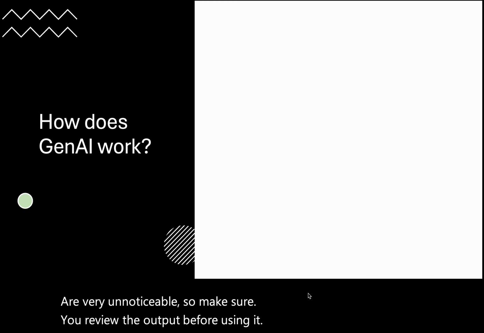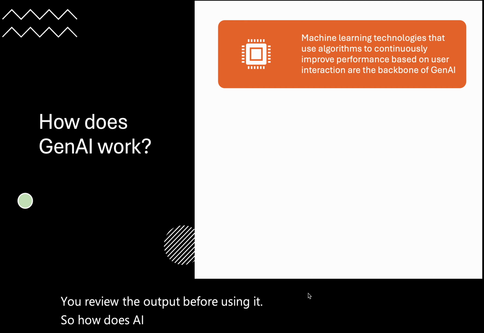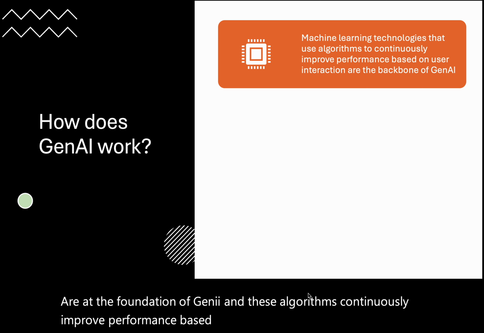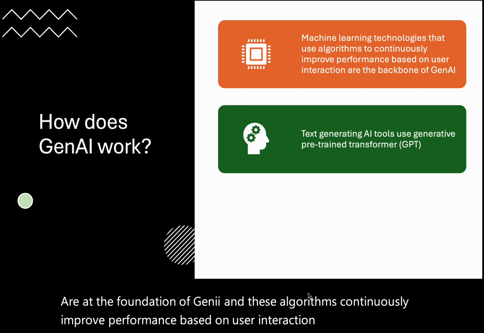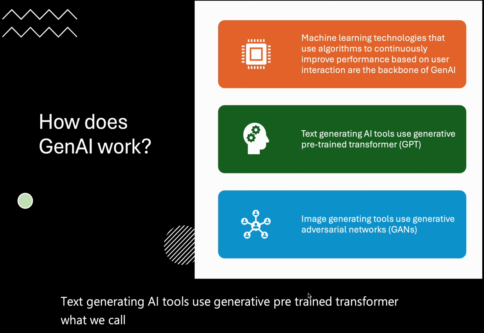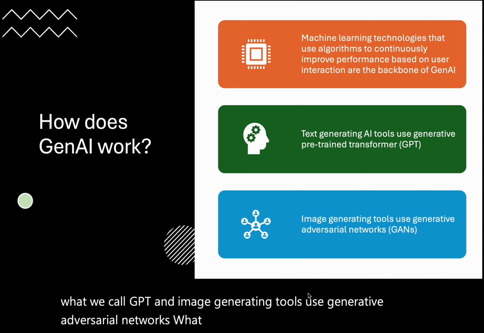So, how does AI work? Machine learning technologies are at the foundation of GenAI. And these algorithms continuously improve performance based on user interaction. Text generating AI tools use generative pre-trained transformer, what we call GPT. And image generating tools use generative adversarial networks, what we call GAN.